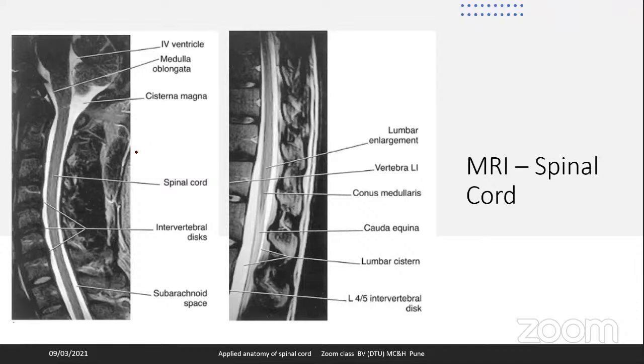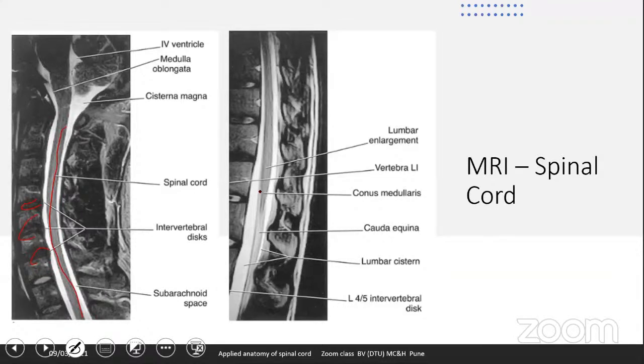This is the cisterna magna, and you can see the fourth ventricle and the medulla oblongata. This is the sagittal view of a T2 weighted MR image, and you can see the intervertebral discs here and the subarachnoid space. This is the T2 image, that's why the CSF is shown as whitish, and this grayish structure is the spinal cord, which is visible. And this is the cervical region.